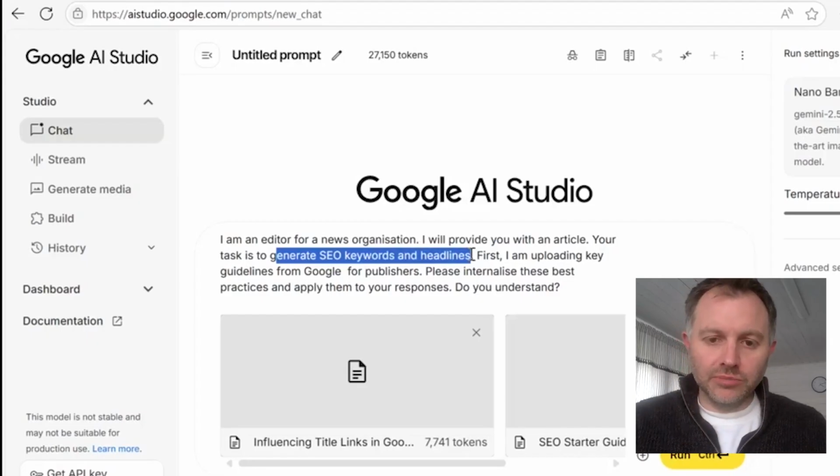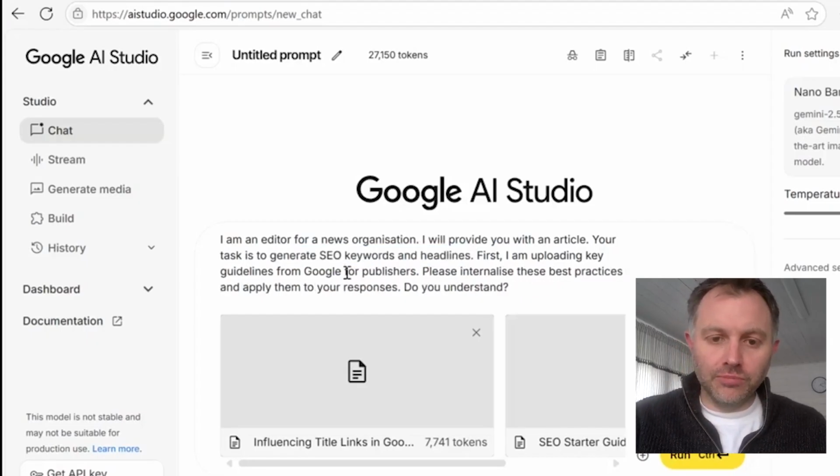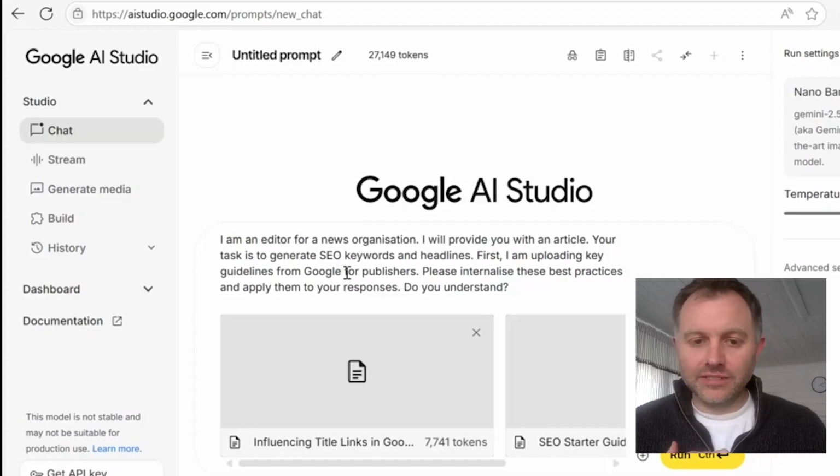And I'm also going to be uploading some key guidelines from Google for publishers to understand how the SEO process works, and as it says here, internalize the best practices and apply them to the responses. So what I want to do is work step by step. So I'm going to give it that prompt first, and then I'm going to ask it if it understands.